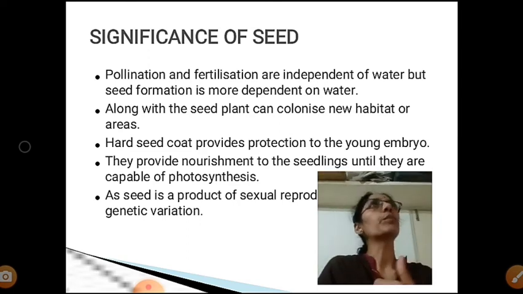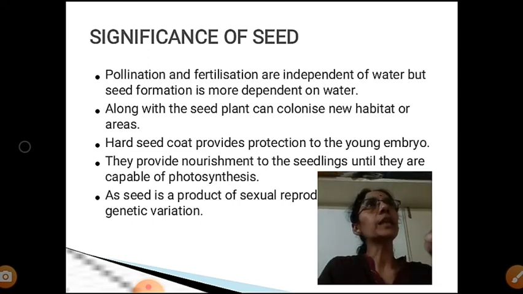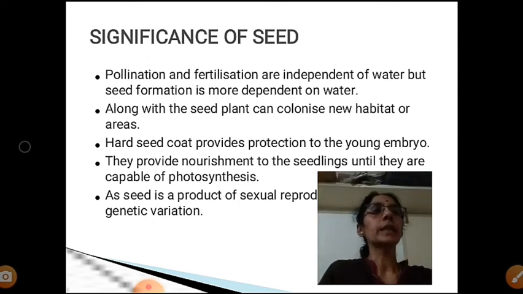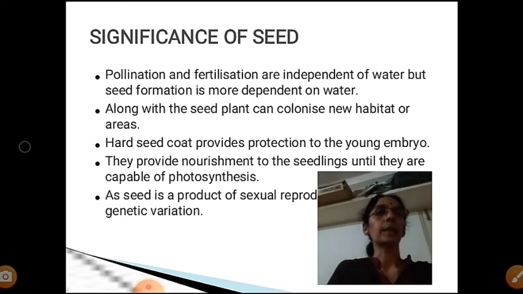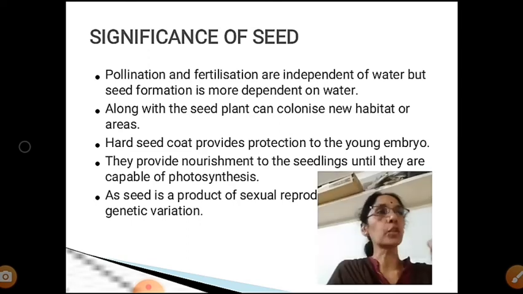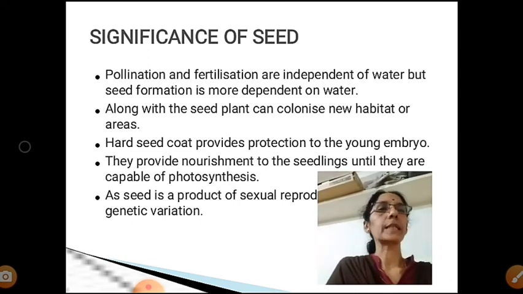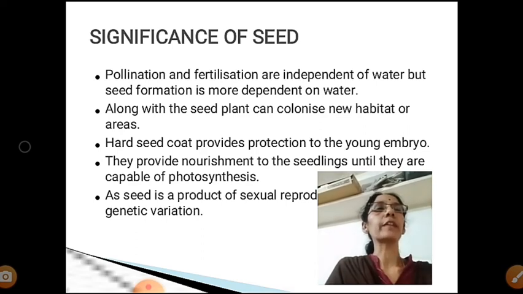And one more important thing is that pollination as well as fertilization are totally independent of water, but at the same time seed germination needs water. This ensures the germination of the seed only during favorable conditions.